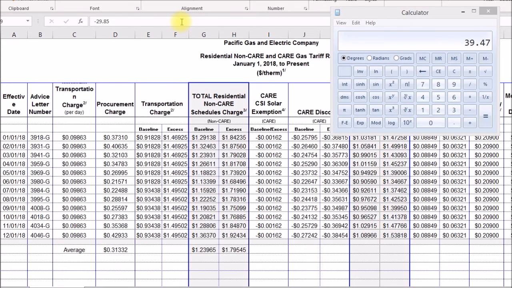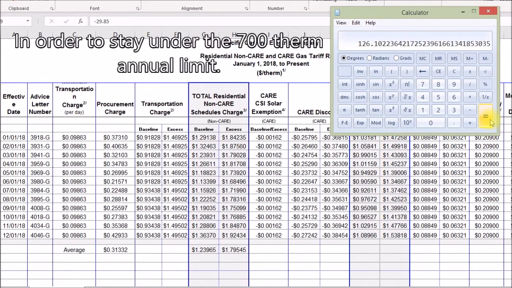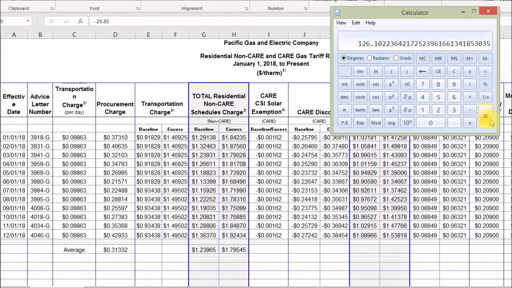So how much gas would you need to buy to make the SFE Energy plan pay? So you have $39.47 divided by 0.313. That equals 126 therms per month just to break even. And in less than 6 months, you would use up your 700 therm annual limit and have gone to the variable rate plan. What that says is that gas rates will have to more than double and stay that high for 3 years to make this plan viable.